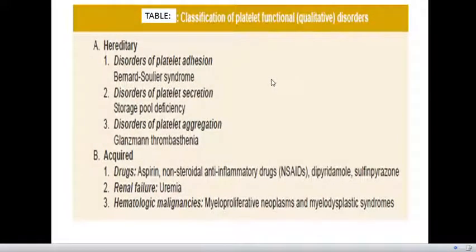We have the classification here. We have the hereditary disorders of platelet adhesion, Bernard-Soulier syndrome; disorders of platelet secretion, storage pool deficiency or gray platelet syndrome; and we have disorders of platelet aggregation, Glanzmann's thrombasthenia. And coming to acquired, we have drugs, renal failure, and hematological malignancies.